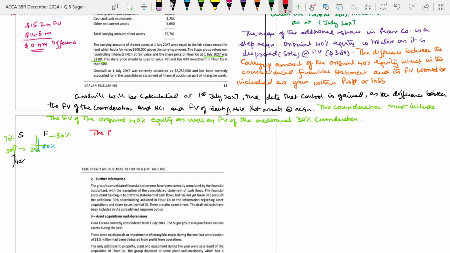The fair value of NCI at 1st July 2007. How much is there? 30%. How many shares are there? 10 million shares times 30% times 3.8. How much will we get? Eleven point four.